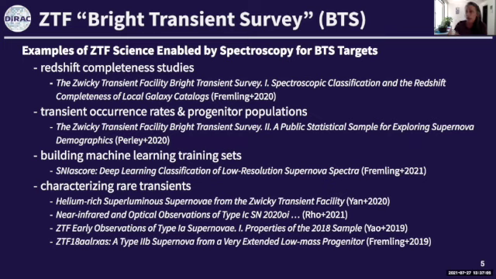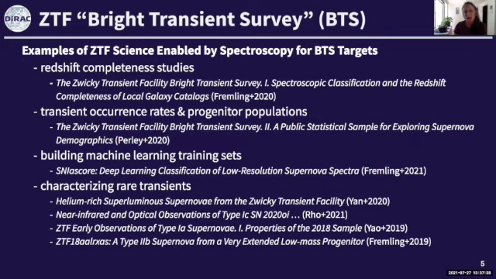The other main science goal for BTS is transient occurrence rates and progenitor populations, which obviously you can only do really well with a very complete sample of spectroscopically classified objects. You can also use this sample to build machine learning training sets. So you just saw examples of nice light curves. In the future, you definitely won't be able to get spectra for every single LSST transient, for example. So having a good connection between light curve shape and spectroscopic classification is necessary in order to use machine learning to do your classifications in the future.